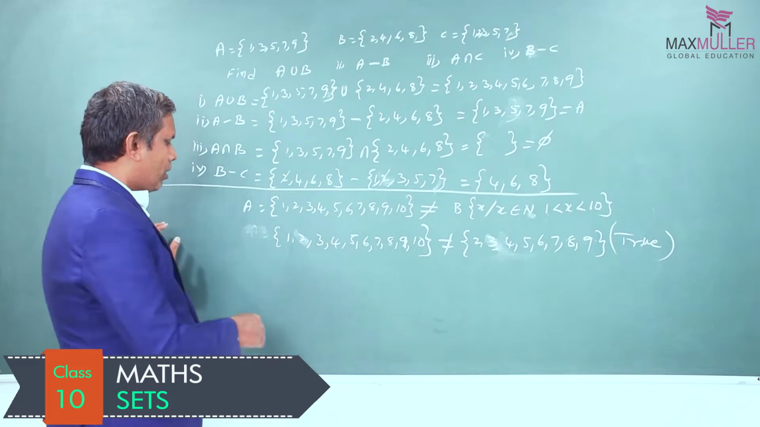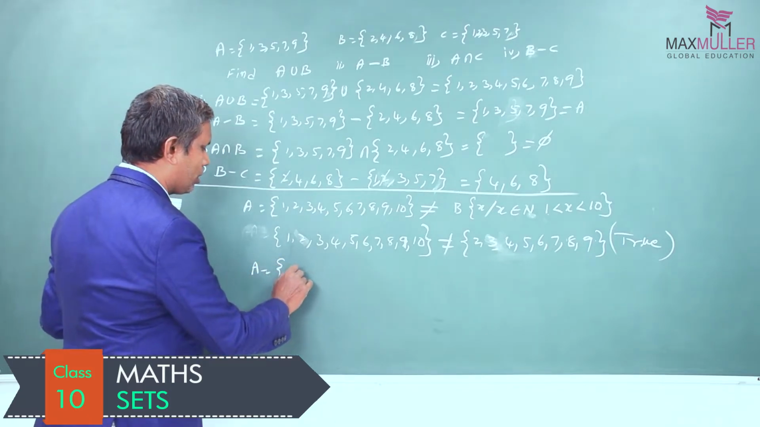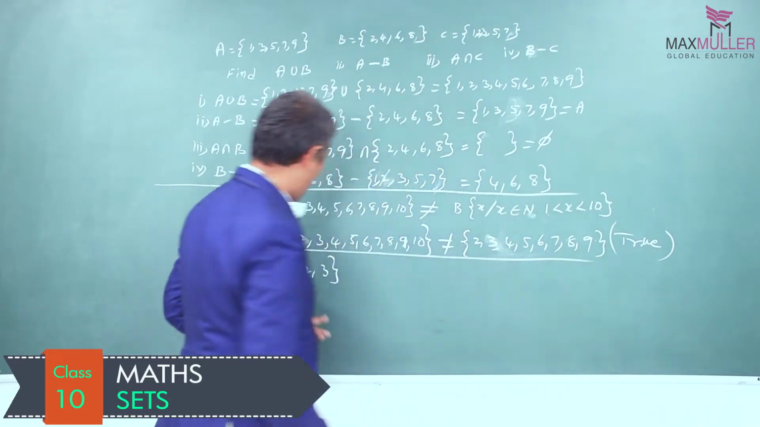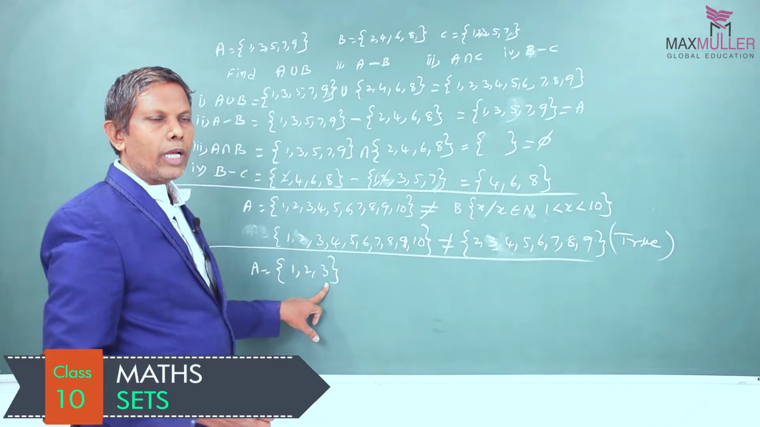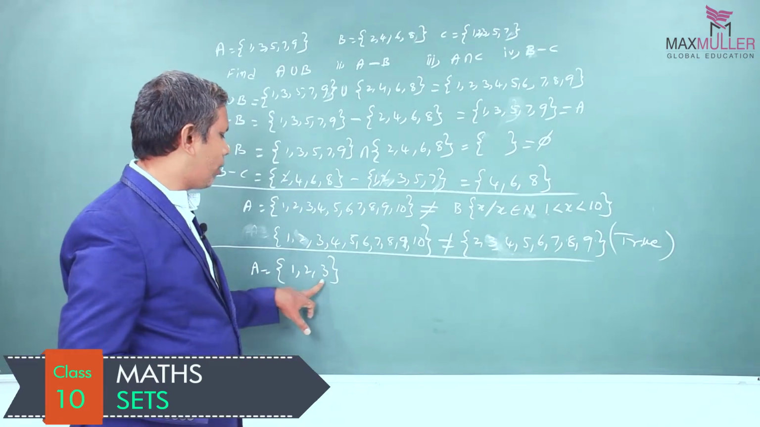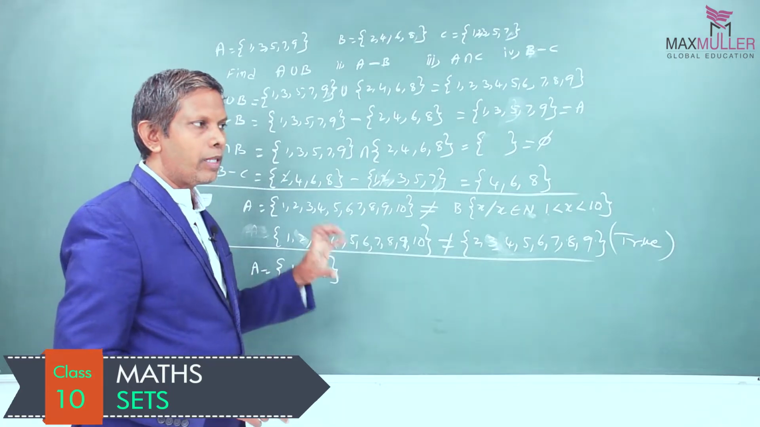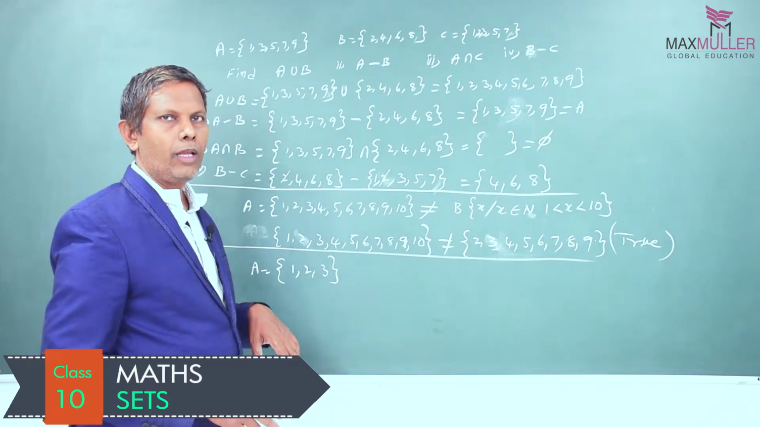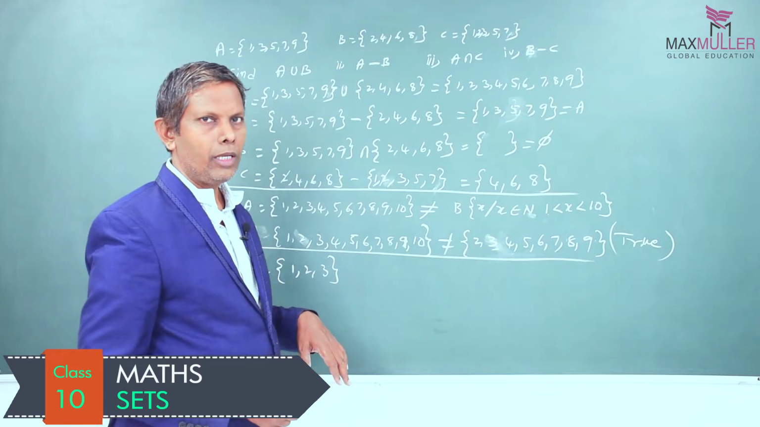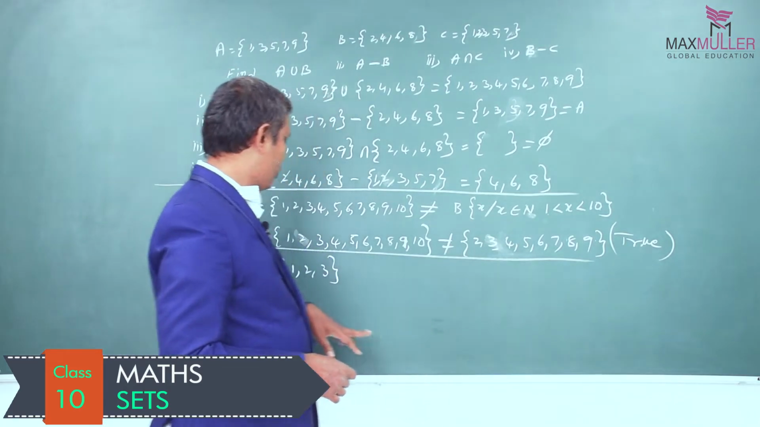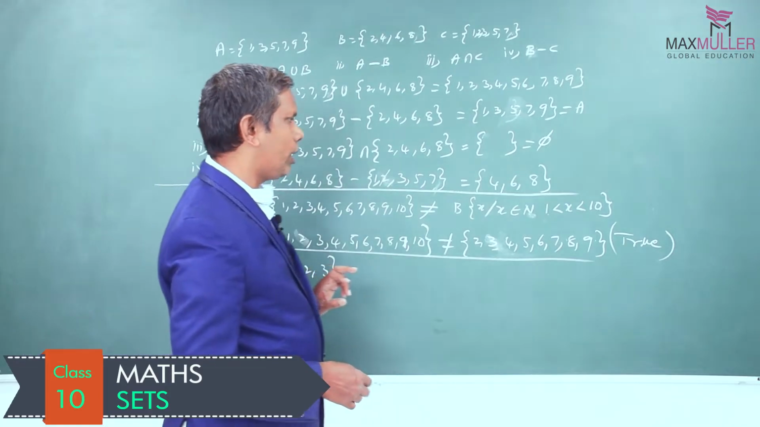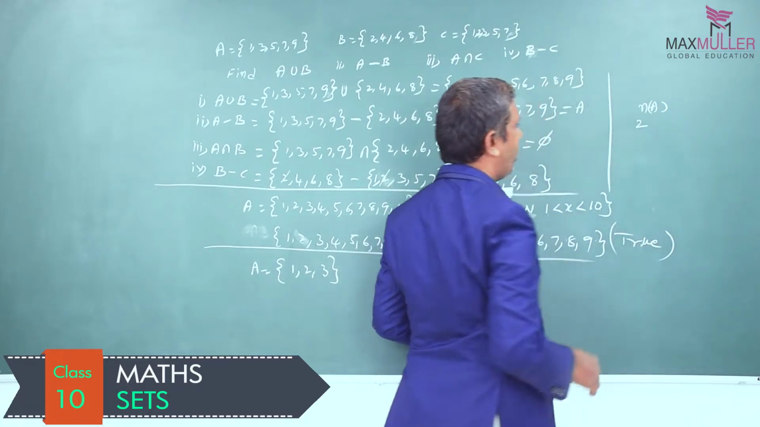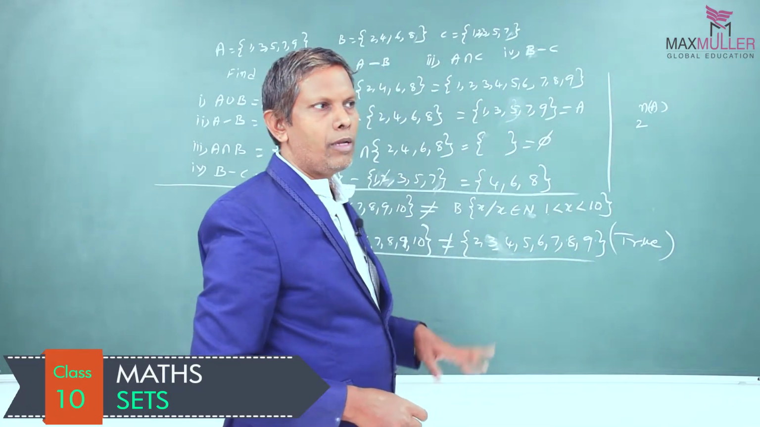Next one. A is equal to, suppose, 1, 2, 3. We have 3 elements in A. Now they can ask a 2 marks question. n of A is the number of elements in A. Here they can ask how many subsets are there for this A. Is there any formula for subsets? Here we have one formula for subsets: 2 power n of A. This is said to be the number of subsets of the set.